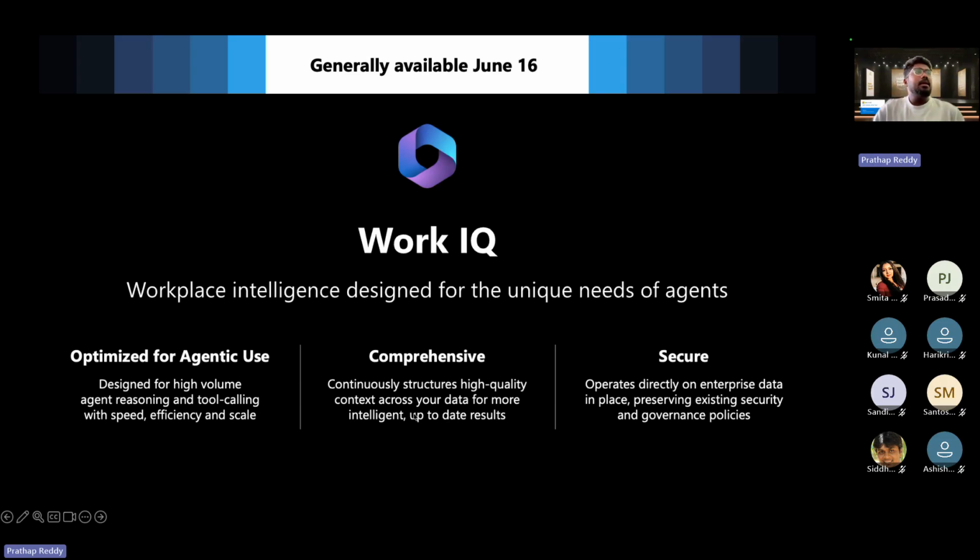All the information. This Work IQ is mainly optimized for agentic use. So whenever we want to ingest information, we can use this Work IQ directly in the CLI and GitHub Copilot as well, and also in Copilot Studio, and also in Foundry as well. So directly you can ingest your work data.